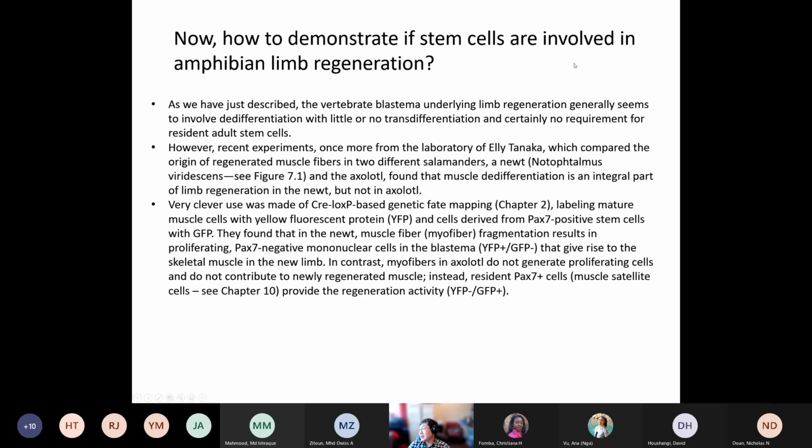Another important question is, how do you know that stem cells are not involved? Maybe the blastema cells are stem cells. They are not progenitors. They are stem cells. So if they're stem cells, you would think, okay, there is a de-differentiation from the remaining tissue, and now it has to be a stem cell first and then differentiate.